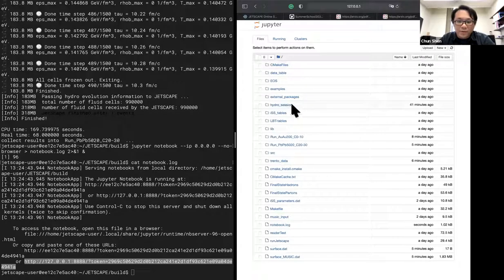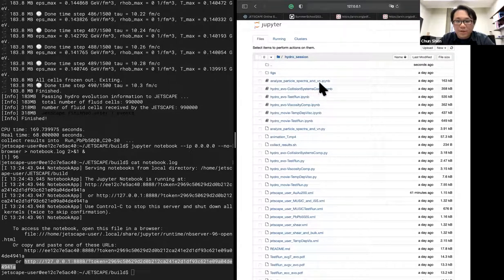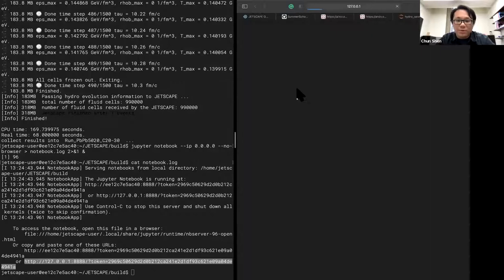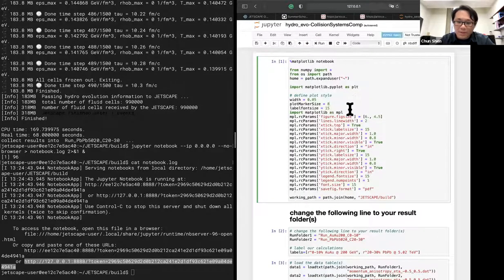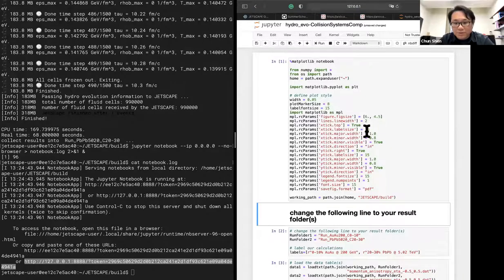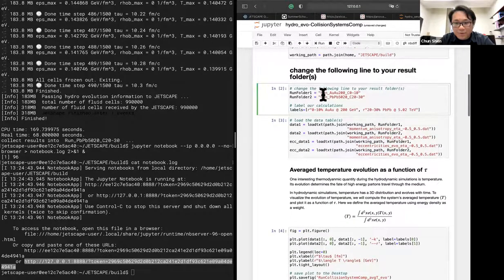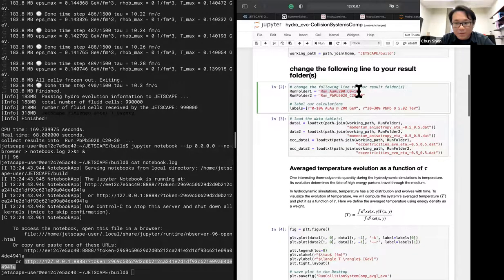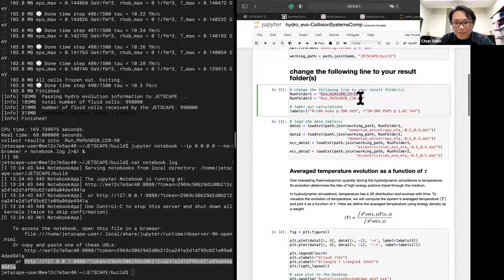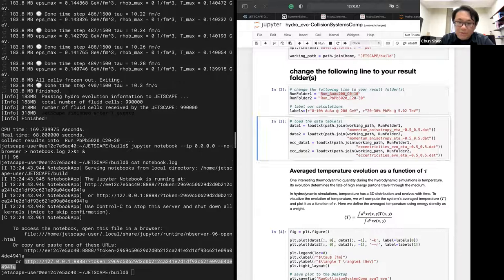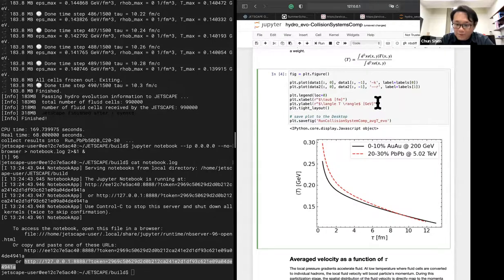So now we go to the hydro session inside the Jupyter notebook. If we want to compare the two different collision systems, we are using this hydro evolved collision system compare notebook to generate the plots for this specific comparison. Again, the first cell here is just the setup for the Jupyter notebook, and you can use Shift+Enter to execute different cells. Here we are basically reading the two results we just ran, gold at 200 GeV at 0 to 10% and lead at 5 TeV at 20 to 30%. We load the intermediate results generated by the hydro, specifying this file name, and then we can look at temperature.